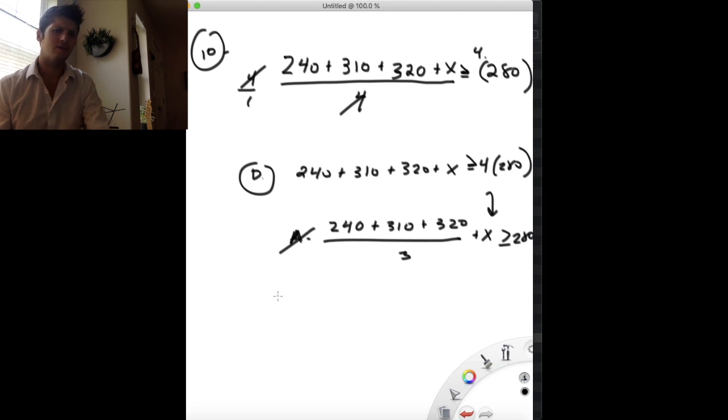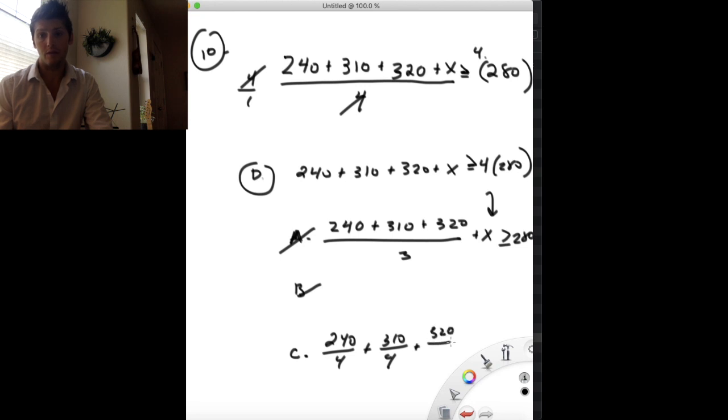B makes the mistake of not averaging anything at all. So that's why B is wrong. And then C is kind of the same mistake as A, only slightly different. I mean, look, you could say 240 over 4, 310 over 4, 320 over 4. But if you did, you would also have to say plus X over 4 is greater than or equal to 280. But we don't have X over 4, we just have X, and that's why C is wrong.